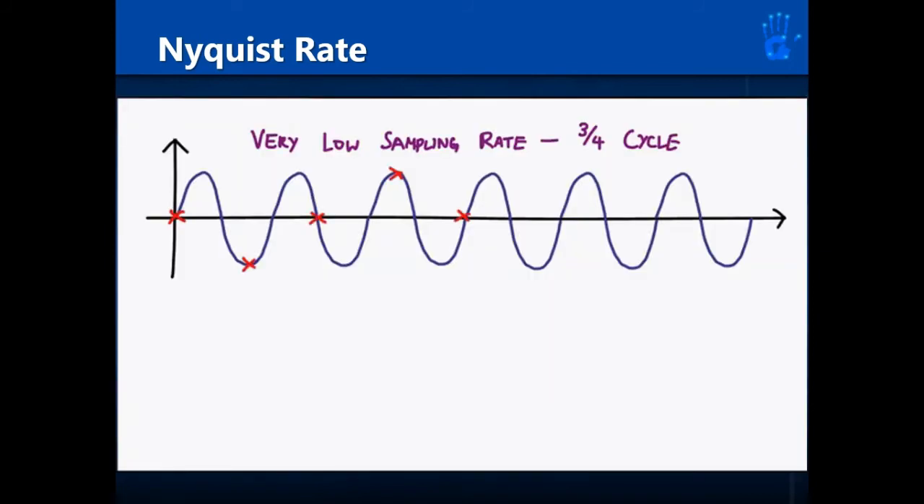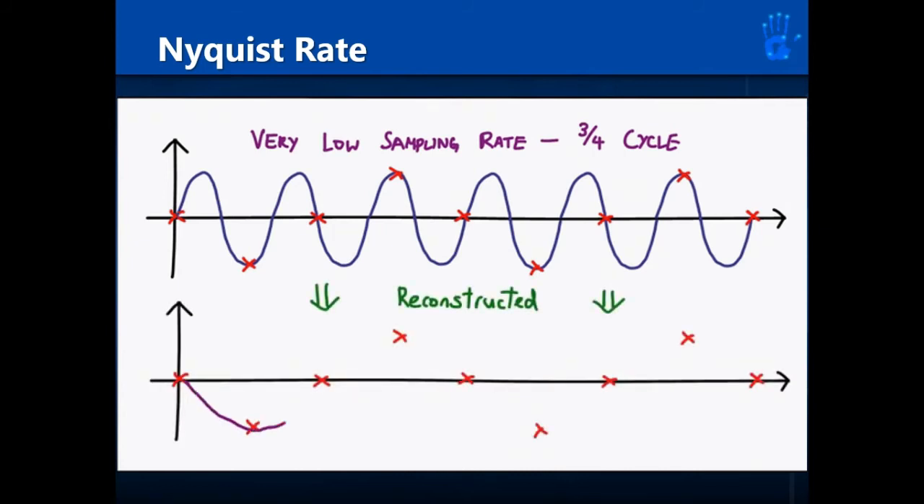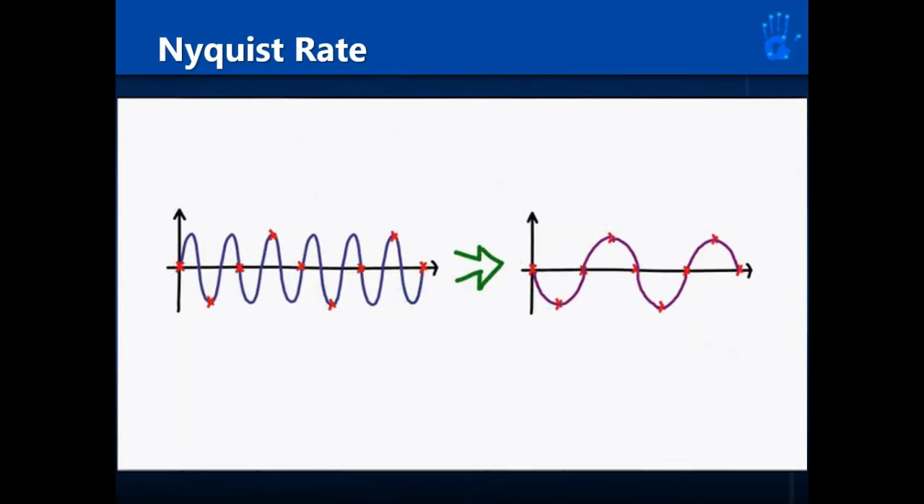This is an example of a sine wave that is sampled only once every 3/4 of a cycle. The reconstructed sine wave appears to have a lower frequency than the original sine wave. This is known as aliasing.